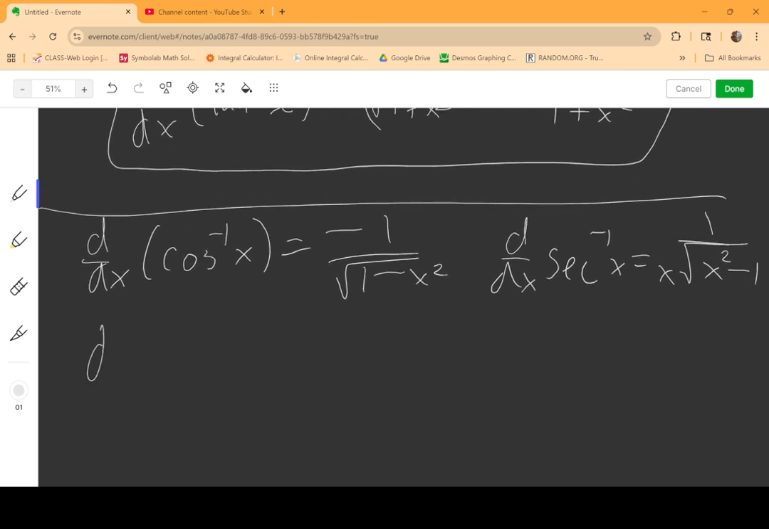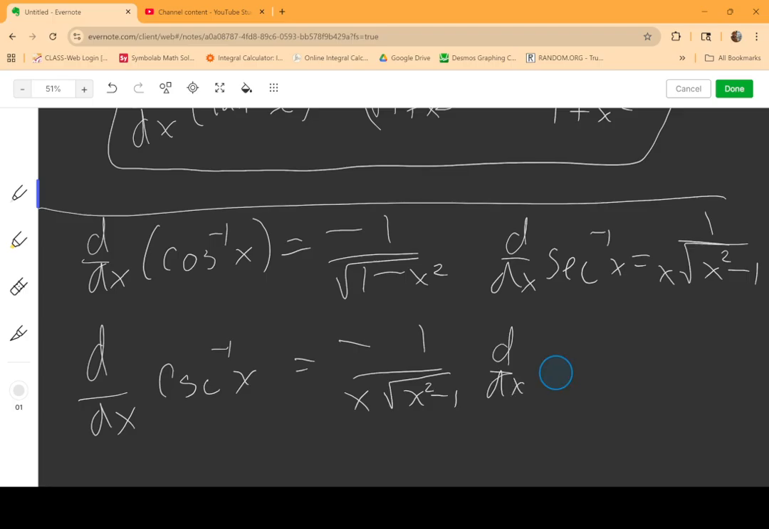And the derivative of cosecant inverse of x will be negative 1 over x root x squared minus 1. And then the derivative with respect to x of the cotangent inverse is negative 1 over 1 plus x squared.